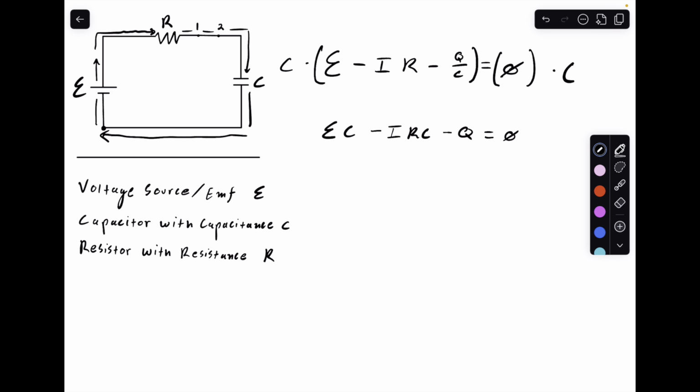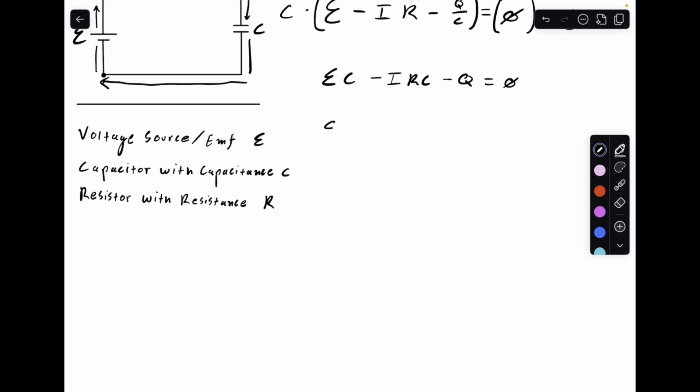So on your AP Physics C equation sheet, you'll notice that I is equal to dq dt. So we're going to sub that into this equation and get a new equation. So EC minus, like I said, dq dt times RC minus Q is equal to 0, right? We get this full equation.